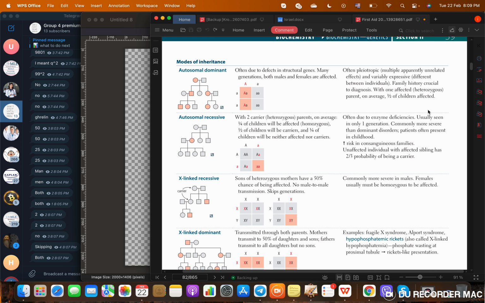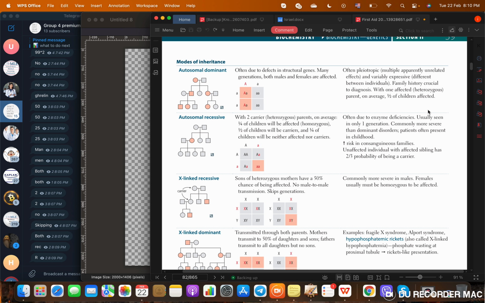And if you remember, the Potter sequence, does it happen in autosomal recessive or autosomal dominant polycystic kidney disease? The Potter sequence. Only in the recessive one. Why? Because the dominant one will have later presentation, while the recessive one has early presentation.